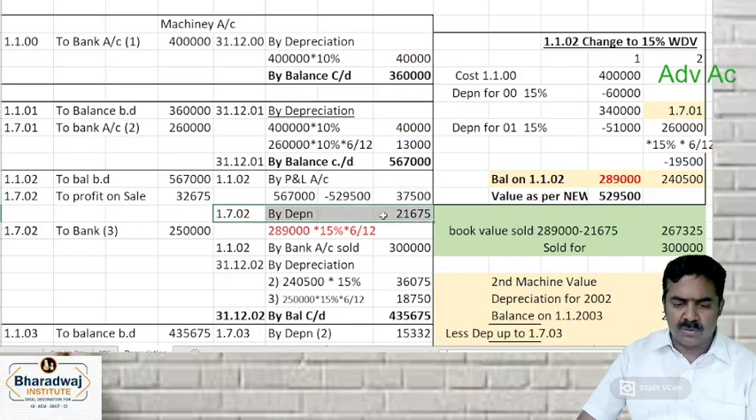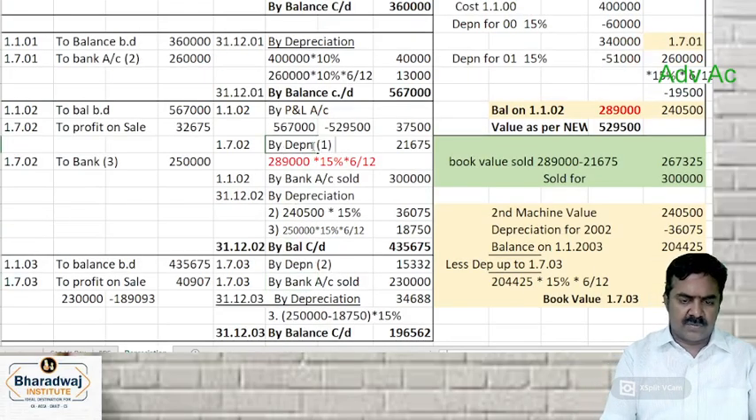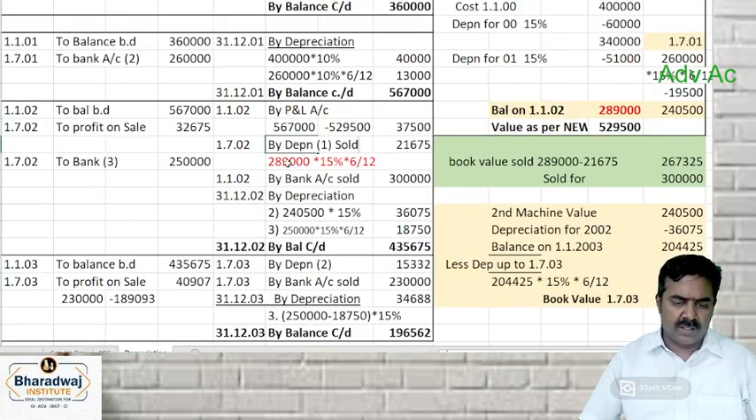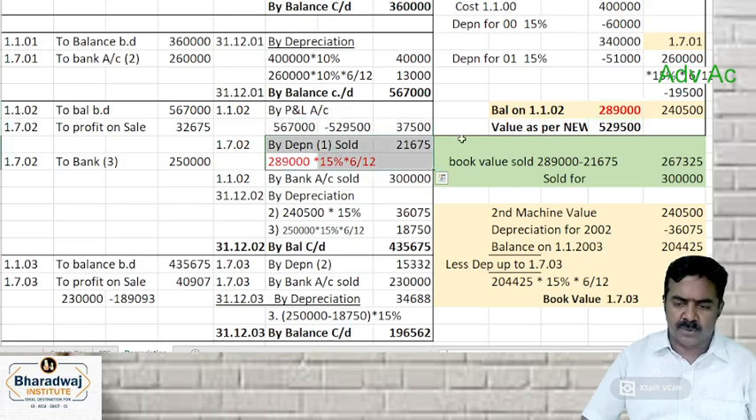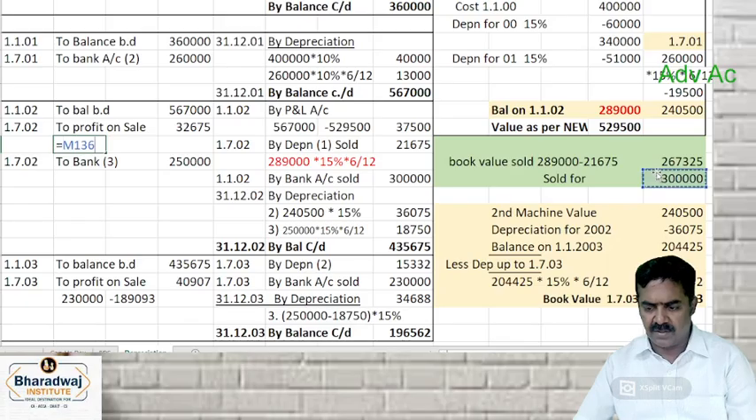On 1/7/2002, this by depreciation is for which asset? The first asset, which is sold. Okay, 2,89,000 into 15% for 6 months. Book value minus sale price gives profit on sale. What is the selling price? 3 lakhs. What is the book value of the asset sold?